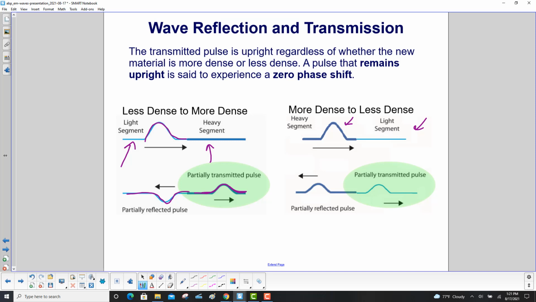What if we have a more dense material where the wave starts here and then moves this way? Well, once again, you have a partially transmitted pulse along the light segment, and this time the partially reflected stays upright. It does not invert. So the transmitted pulse, to summarize the pictures here, is upright regardless of whether the new material is more dense or less dense. A pulse that remains upright is said to exhibit a zero phase shift. So this is zero phase shift.